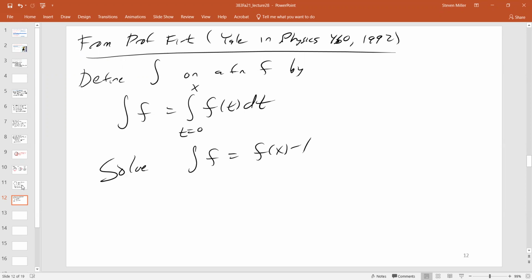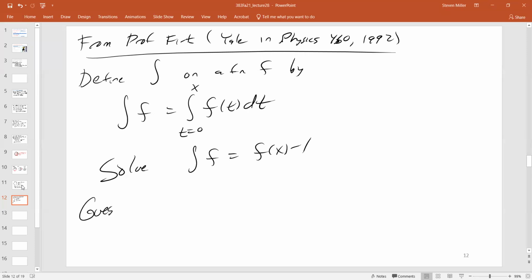Is it going to be a polynomial? Good, we know it's not a polynomial. Do you think it's going to be a trig function? Doesn't seem like it's going to be a trig function. What other functions do we know? We don't know many functions. Exponential. So let's try exponential.